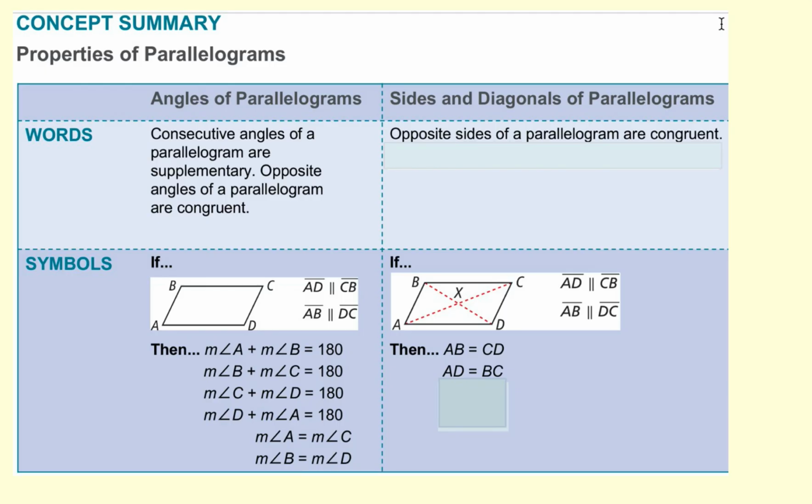And here's the summary of the properties of parallelograms so far. So far we understand that consecutive angles are supplementary, opposite angles are congruent. And we also know that opposite sides are congruent and opposite sides are parallel.